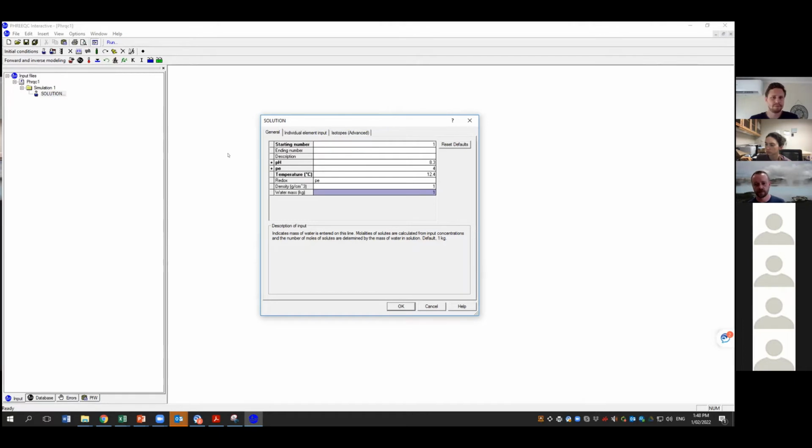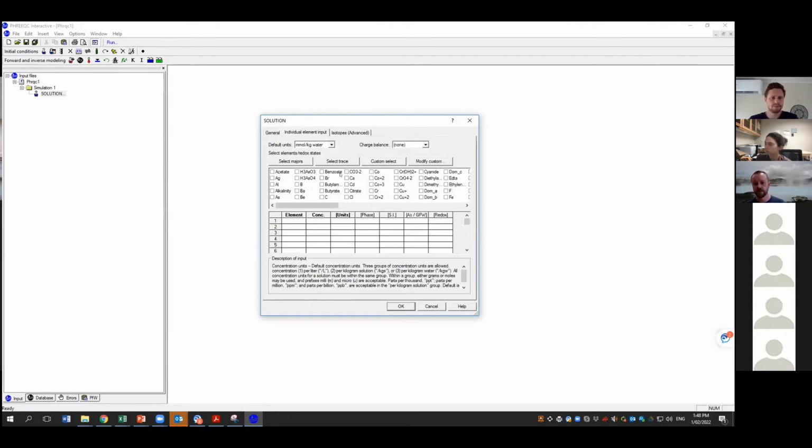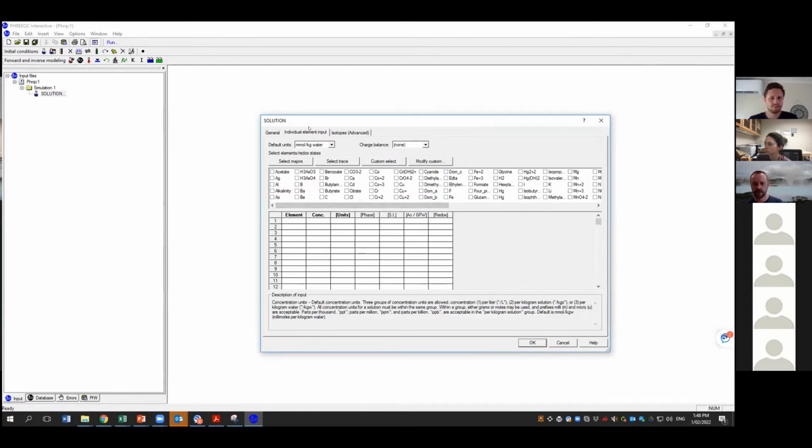Okay, so let's keep going. That's the general inputs. Now individual element input. This is just a point and click exercise. The first thing to do, as I mentioned, is to get the units right. We are using ppm values or milligrams per liter values. Milligrams per liter in fresh water is the same thing as ppm.